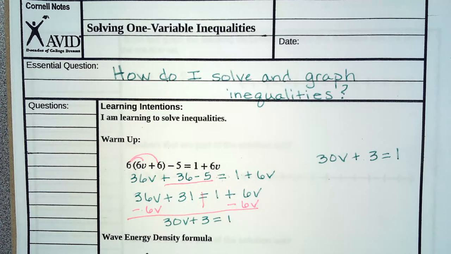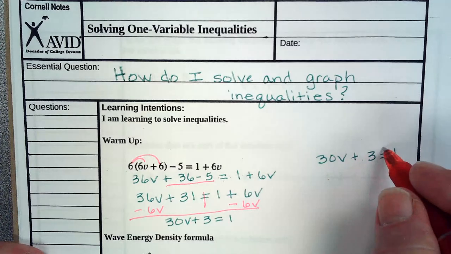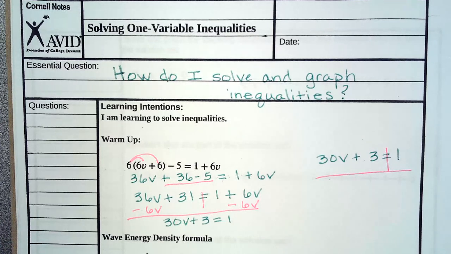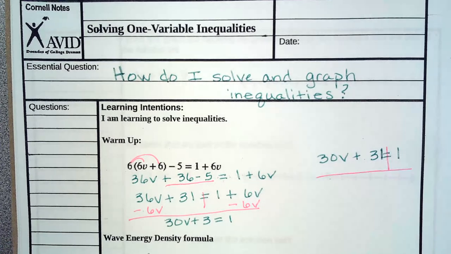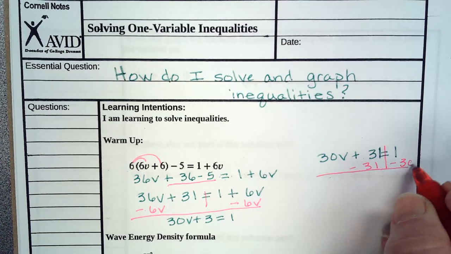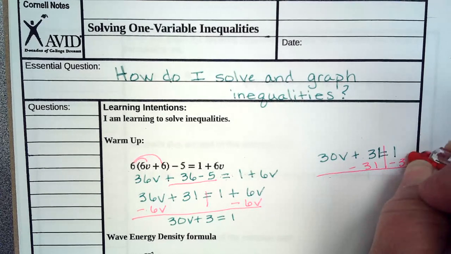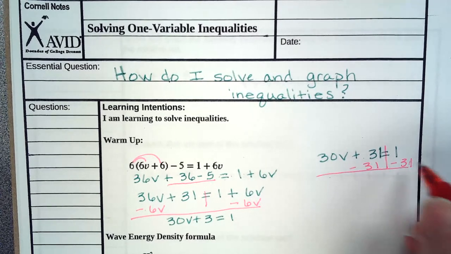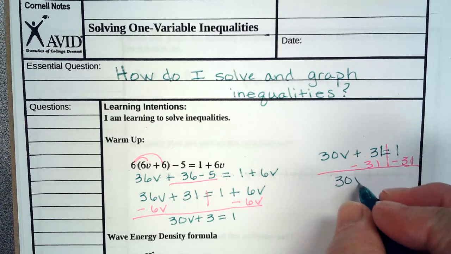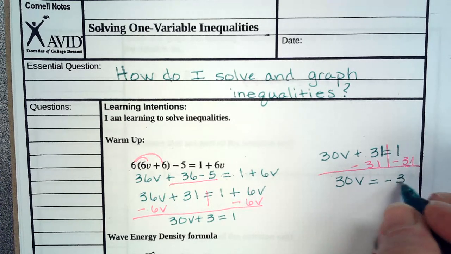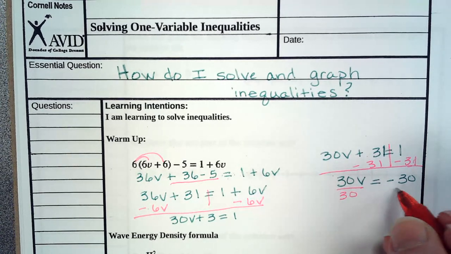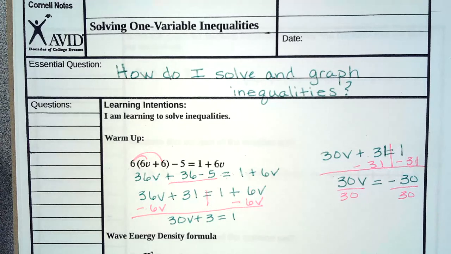Okay, I'm going to rewrite that so we can have enough room. Get your numbers to the same side. This should be plus 31. I didn't write it down correctly. Subtract 31 from both sides. 30v is equal to negative 30. Divide both sides by 30. And v is equal to negative 1.